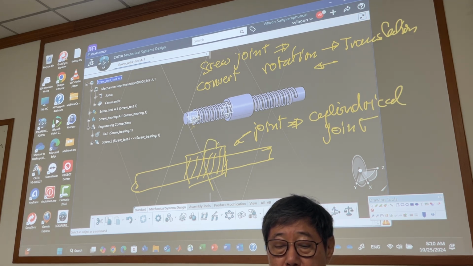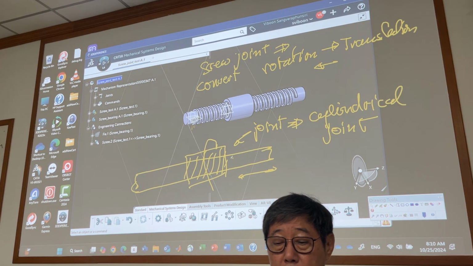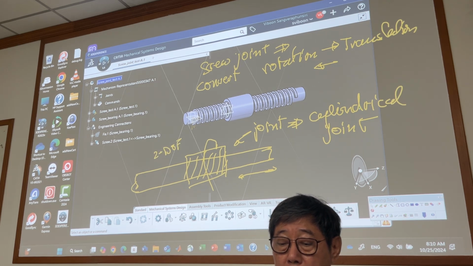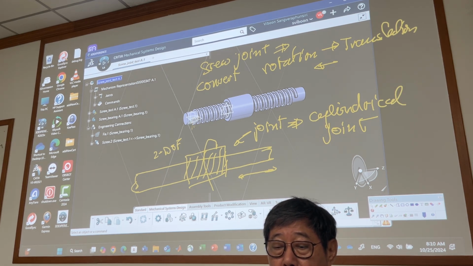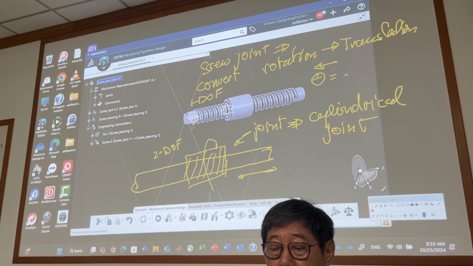One is a rotation, the other one is translation, right? This joint has 2 degrees of freedom, for this cylindrical joint. But this one looks like a cylindrical joint, but if you look at this one, actually it's a 1 degree of freedom joint. That means you need some equation. The equation that you need to reduce this degree of freedom is the relationship between rotation and translation.